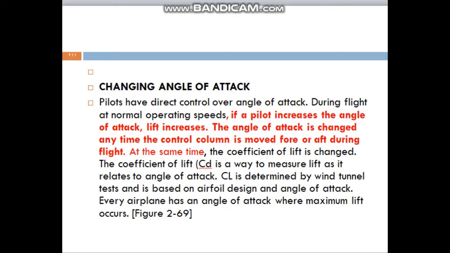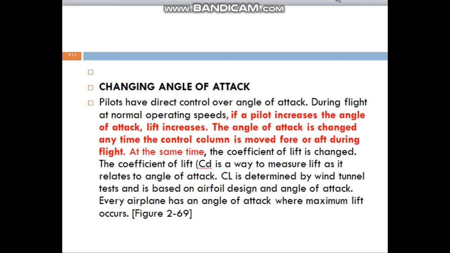That means the pilot will move the control column or the side stick to the aft position, and this will make the angle of attack change, and when the angle of attack changes to the up position, the lift will increase. The angle of attack is changed anytime the control column, or the joystick or the side stick, is moved fore or aft during flight. At the same time, the coefficient of lift is changed. The coefficient of lift is a way to measure lift as it relates to the angle of attack.